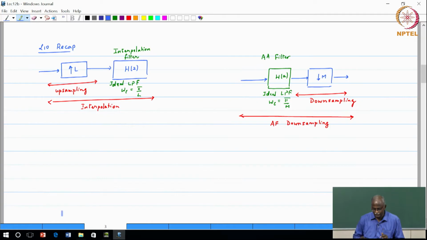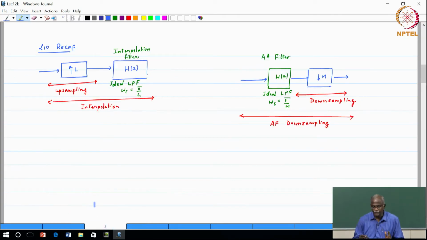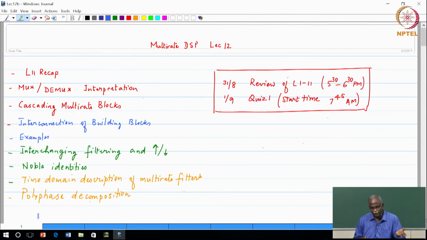So, this is what we would refer to as cascading of multi-rate blocks. We will look at the more general case where you are upsampling by L, downsampling by M. We will also look at interconnections. What happens if you have a multiplier, what happens if you have an adder, some simple examples.